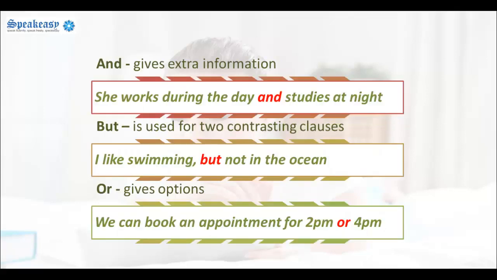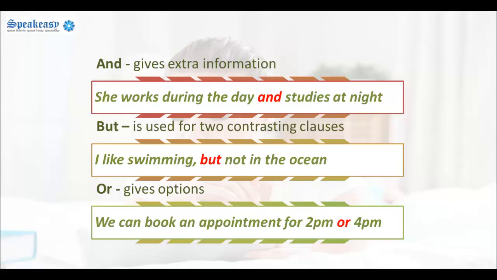So let's take a closer look at some of the most common coordinating conjunctions, starting with "and". This is used to give extra information. She works during the day and studies at night. "But" is used for two contrasting clauses. I like swimming, but not in the ocean.